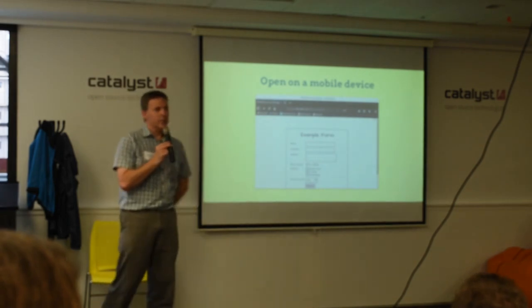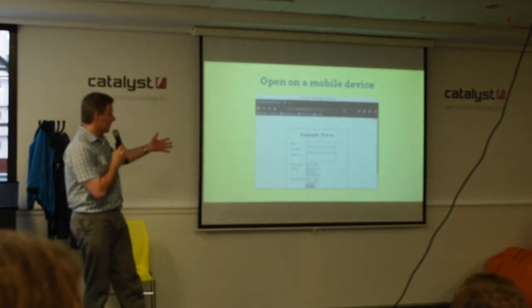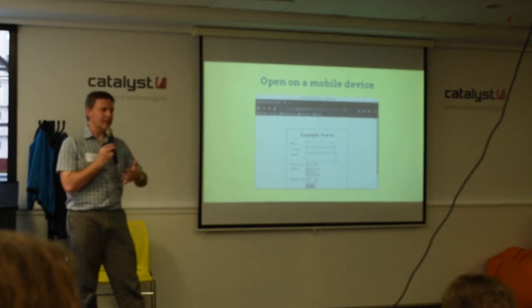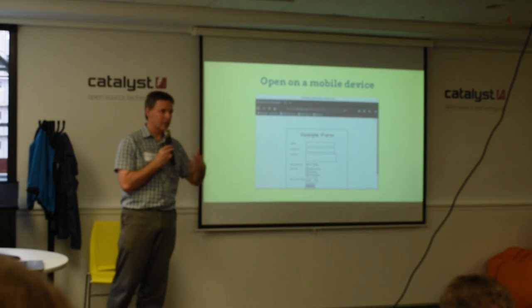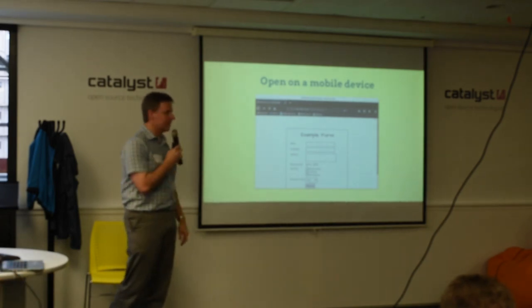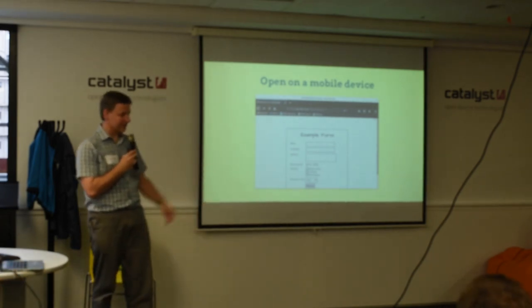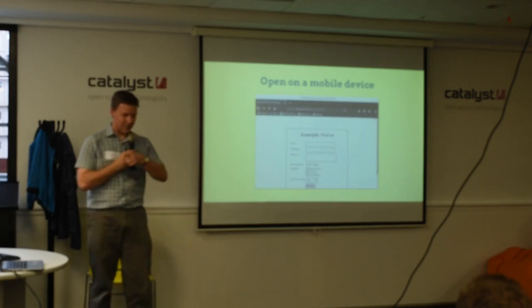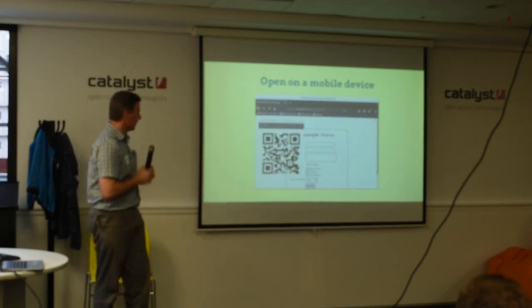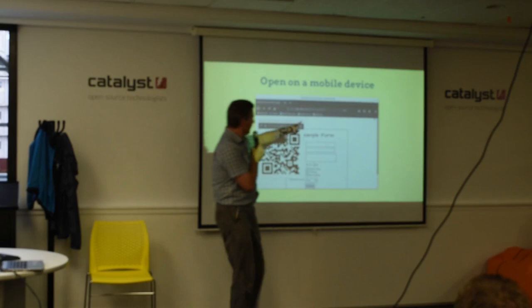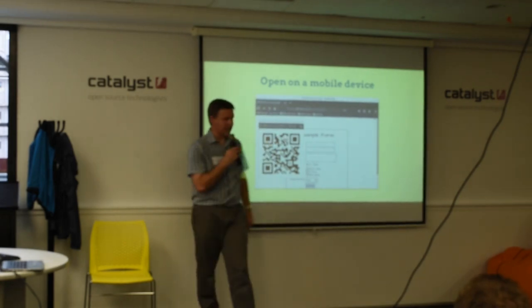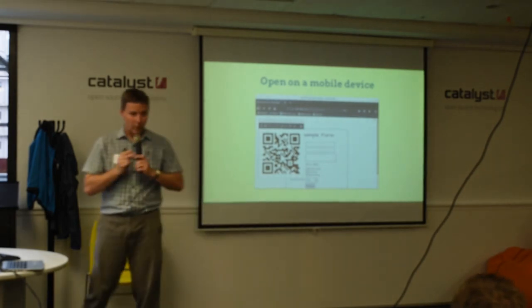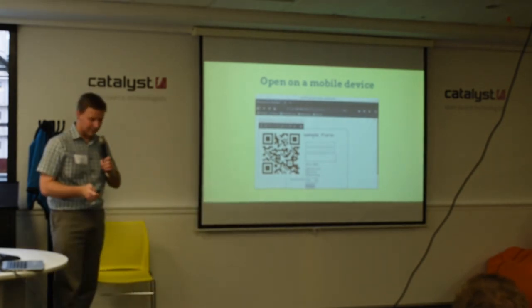Here's another example. If I was building something and I wanted to test it on, say, a mobile device, a phone or a tablet, once again, you can do that with browsers and syncing devices. But if you've got a stack of devices and you just want to load this page on that device, click the bookmarklet here, and up comes the current URL as a QR code. It won't work if your URL is localhost.